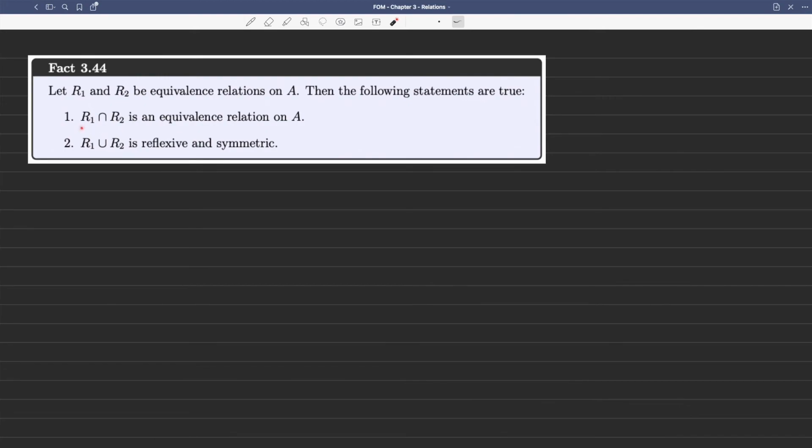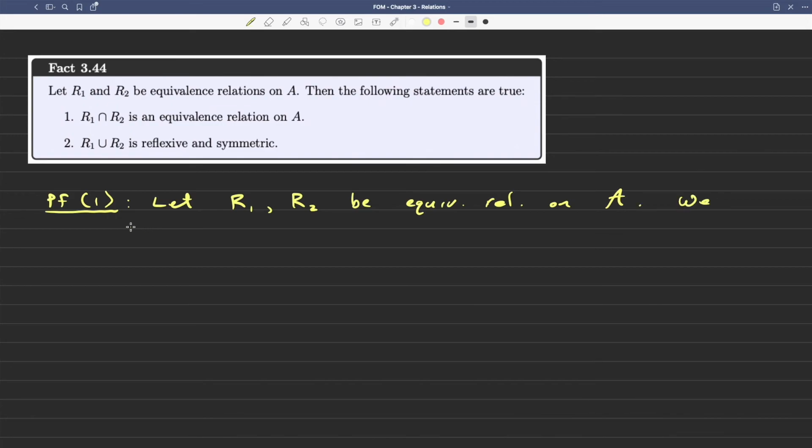Part 1 here says that if you intersect two equivalence relations, you get back an equivalence relation. But if you union two equivalence relations, you don't necessarily get back an equivalence relation. You'll get back a relation that has the reflexive and the symmetric properties, but somehow it will fail to have the transitive property. I will prove part 1 of this, and I'm going to leave part 2 as an exercise. So let's do proof of 1. So let R1 and R2 be equivalence relations on A. So that means they both have reflexivity, symmetry, and transitivity.